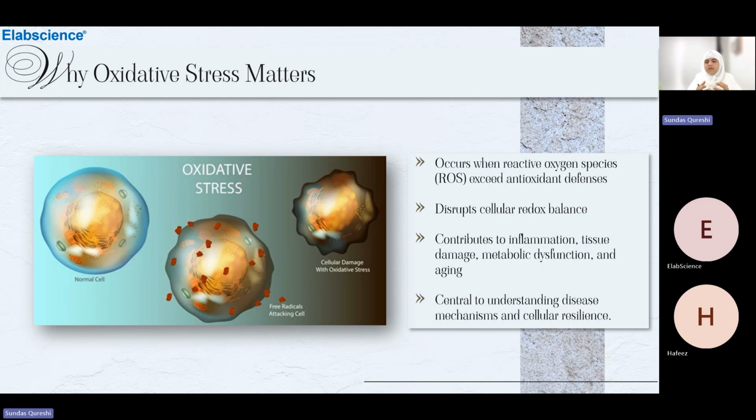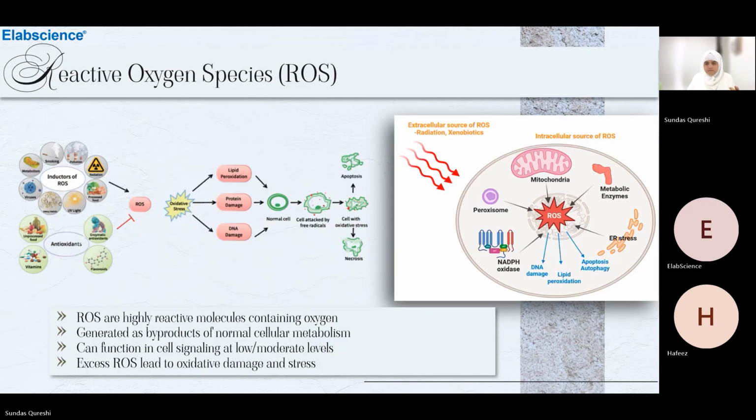So, over time, persistent oxidative stress can drive the progression of many diseases by interfering in the normal biochemical and physiological processes that keep the cells healthy. So keeping this balance in check is essential for maintaining the cellular stability and overall physiological functions of the cell. Now, the reactive oxygen species or ROS, these are highly reactive molecules which contain oxygen.